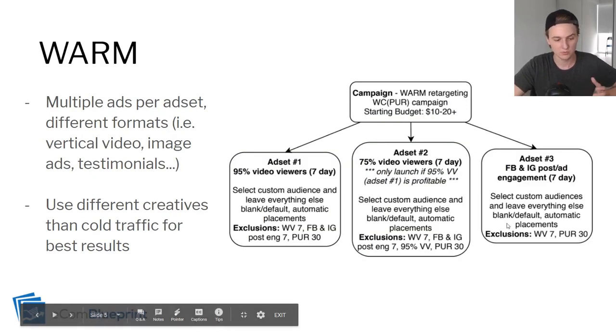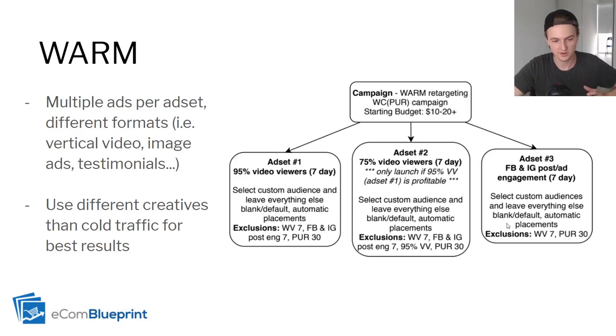So creating your warm retargeting campaign. This is what your warm retargeting campaign is going to look like. So campaign: warm retargeting. You want this to be website conversions, purchase, because you're going to get a lot of people in this warm audience and you want to pick out the best people using purchase optimization. So warm retargeting purchase campaign, and then starting budget $10 to $20 or more. So start with a low budget and then you want to increase it based on the results. So start small and then gradually increase if it's doing well.